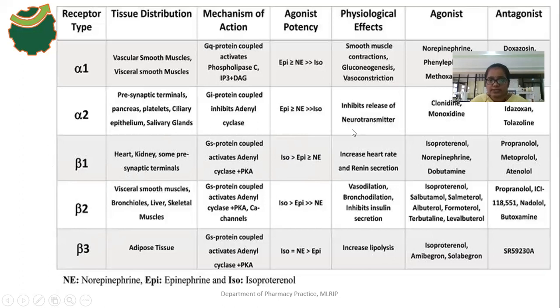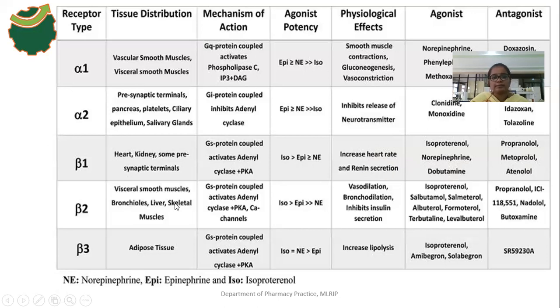And what physiological effects will be produced? Mainly, beta 1 receptors are present in the heart region. So the heart rate increases and it stimulates renin secretion. Agonists are isoproterenol, norepinephrine, and dobutamine. Beta 1 antagonist examples are propranolol, metoprolol, and atenolol.